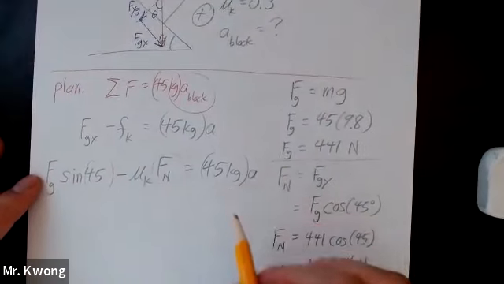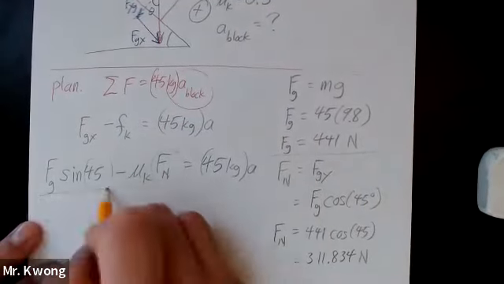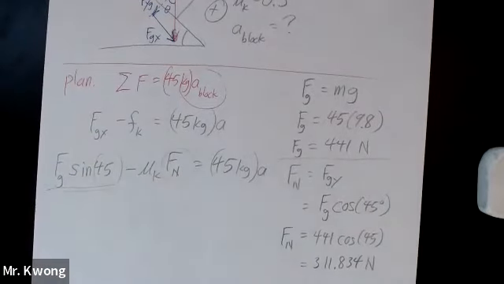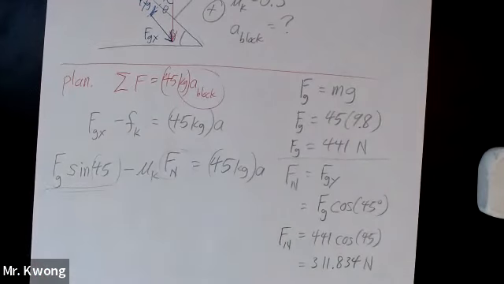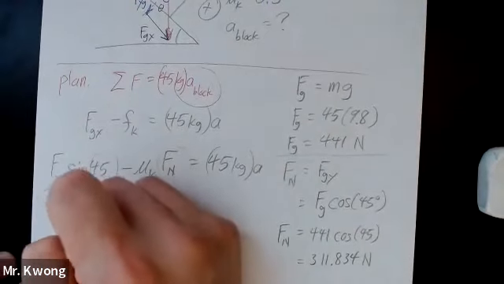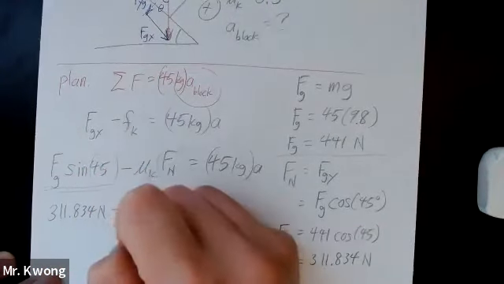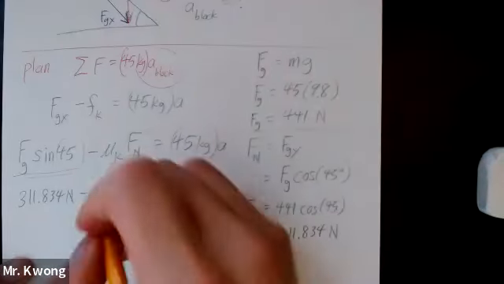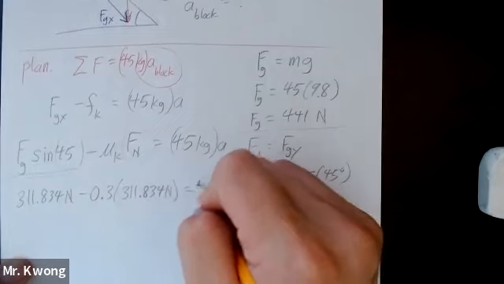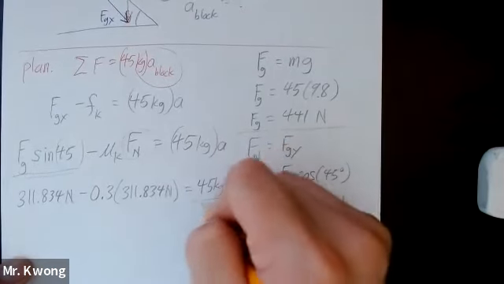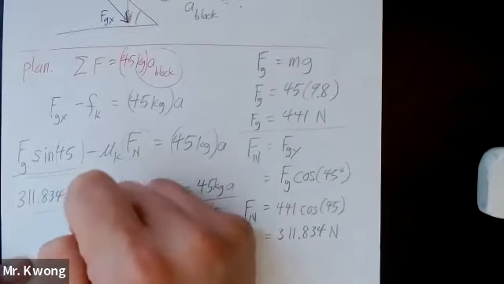So as we keep plugging things in, we can do the same here for F of g is sine 45. And really, sine 45, cosine 45, they give similar values because it's a 45, 45, 90 right triangle. So you have this 311.834 newtons minus 0.3, because that was our coefficient of kinetic friction, times 311.834 newtons is equal to 45 kilograms times A. You can divide both sides by 45. What is our final result?